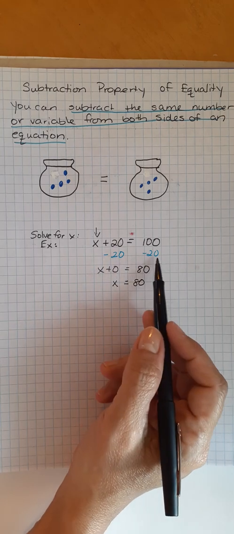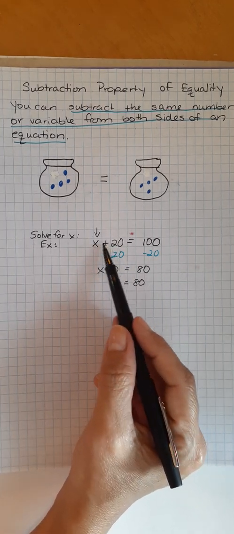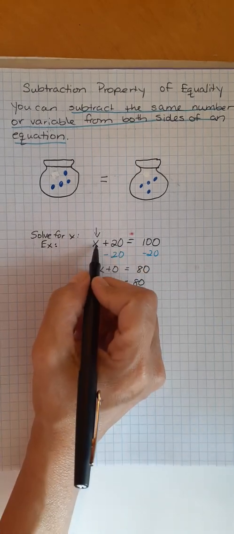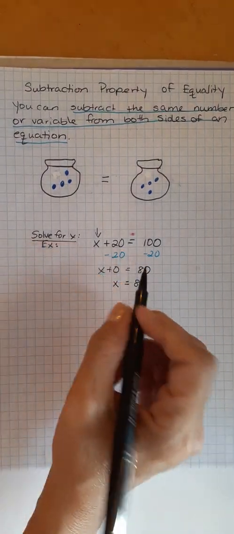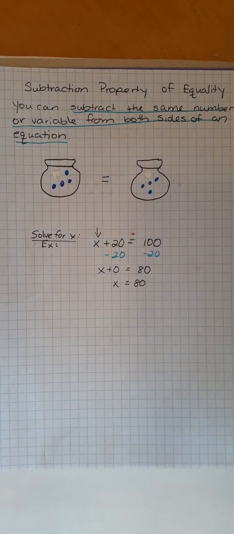What you do to one side, you have to do to the other. In this case, because it's x plus 20, in order to get this variable alone, this is the variable we're solving for, we have to subtract 20 from both sides. So that's the basic subtraction property of equality.